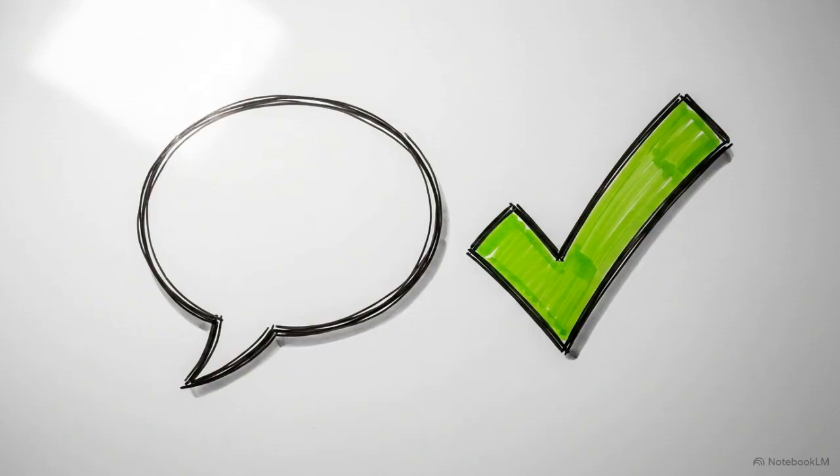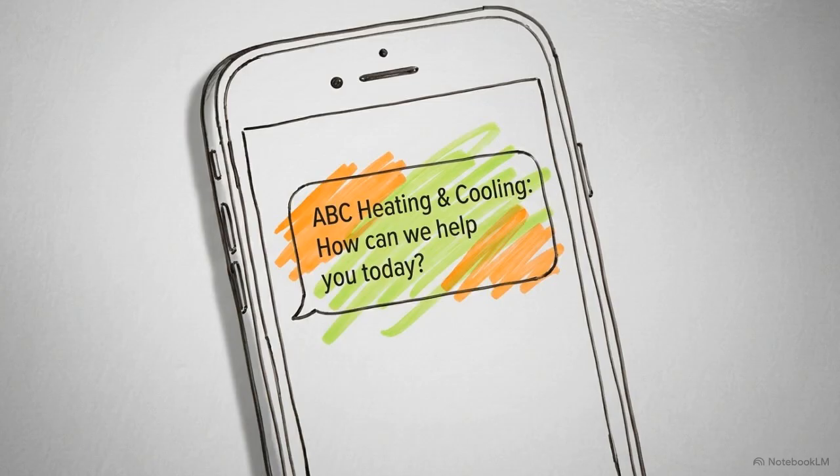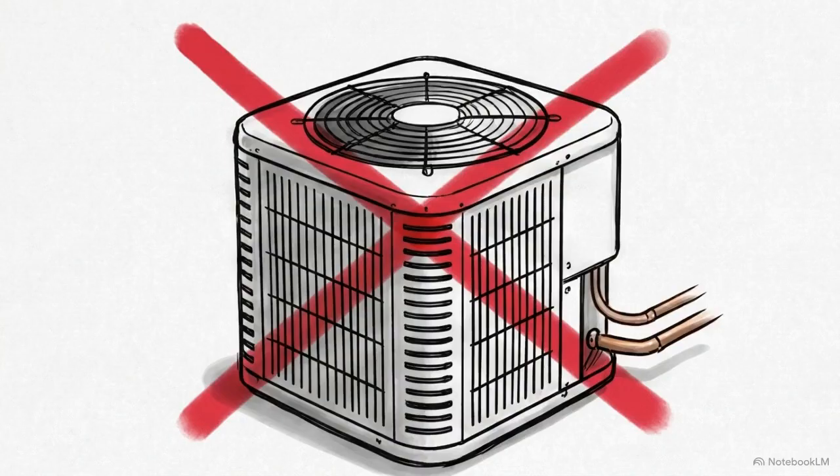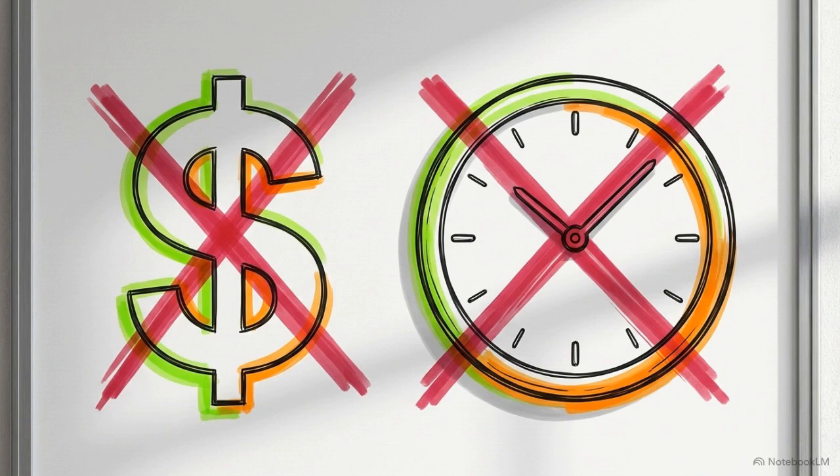Look at this text mock-up on the screen. This is the exact safe template you should copy into your system. "Sorry we missed your call. This is ABC Heating and Cooling. Do you need help with heating, cooling, maintenance, or emergency service today?" It is concise, polite, and action-oriented. Just as importantly, it sets absolute limits. The system is doing intake. It is not diagnosing a faulty compressor. It is not quoting a price, and it is not guaranteeing an arrival window.